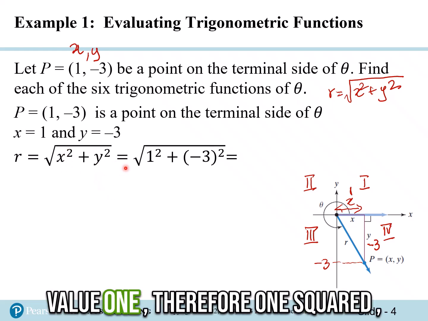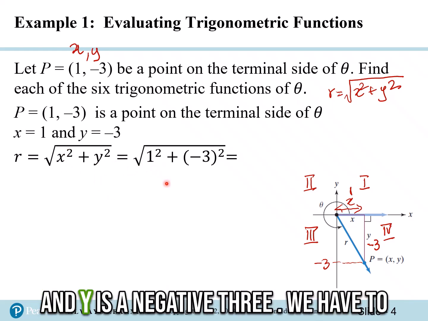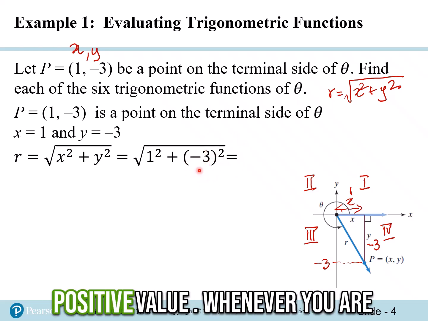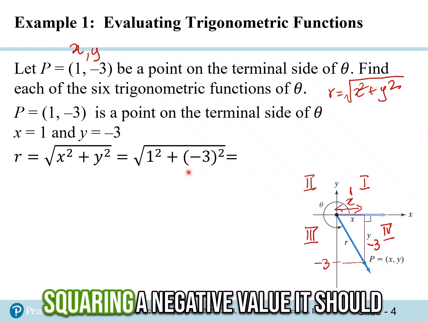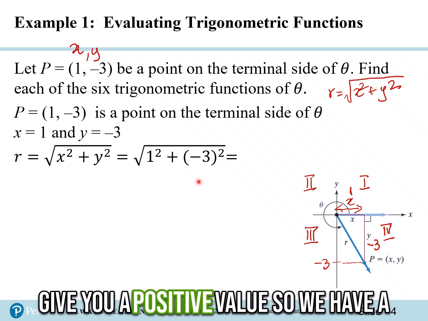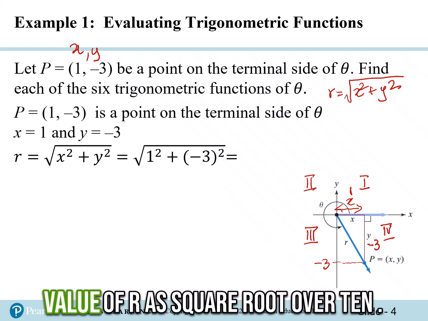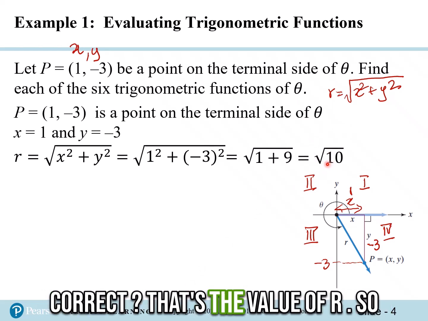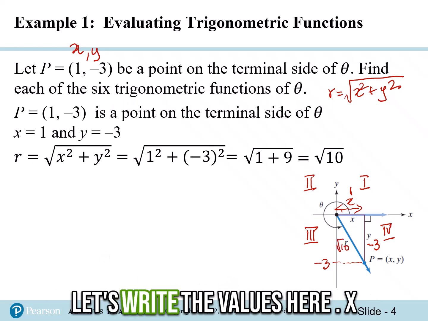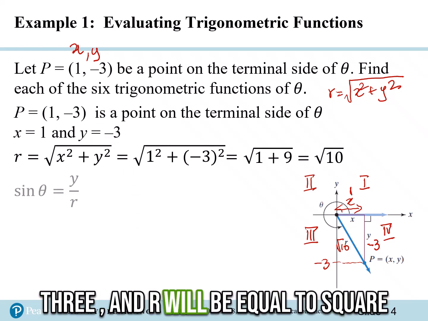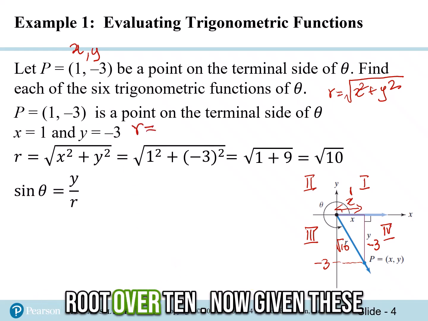We have r equals square root over x squared plus y squared. X has a value 1, therefore 1 squared, and y is a negative 3. We have to square that and we will get a positive value. Whenever you are squaring a negative value, it should give you a positive value. We have a value of r as square root over 10, correct? That's the value of r. So let's write the values here. X equals 1, y equals negative 3, and r will be equal to square root over 10.